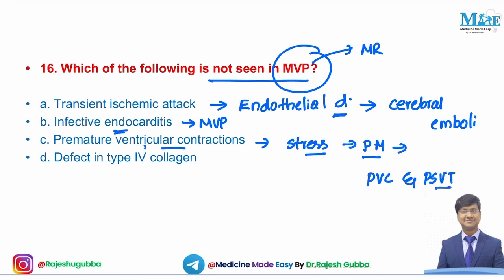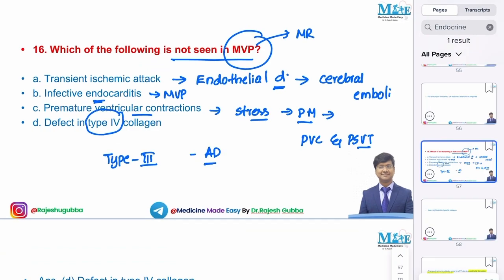And you don't have a defect in type 4 collagen. The defect in mitral valve prolapse is in type 3 collagen. The type of inheritance of mitral valve prolapse is autosomal dominant with incomplete penetrance. Next question.